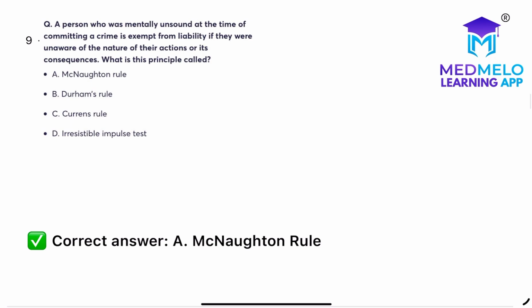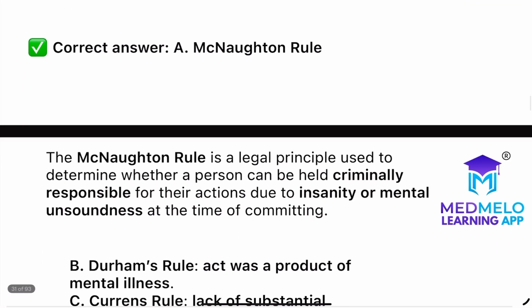So the next question is: a person who was mentally unsound at the time of committing a crime is exempt from the liability if they were unaware of the nature of their action or its consequences. What is this principle called? It is the McNaughton rule. What is the McNaughton rule?